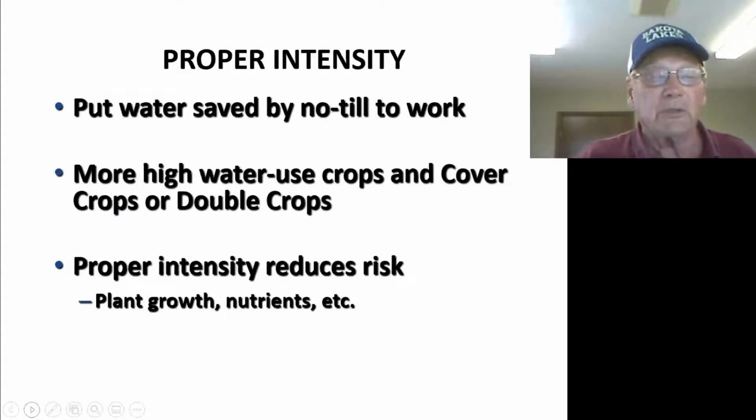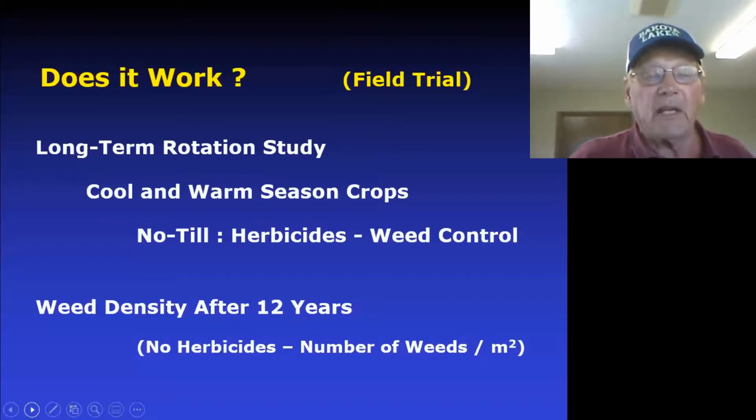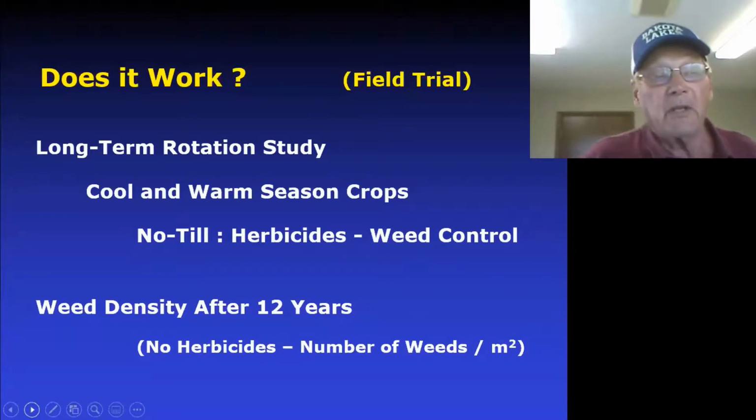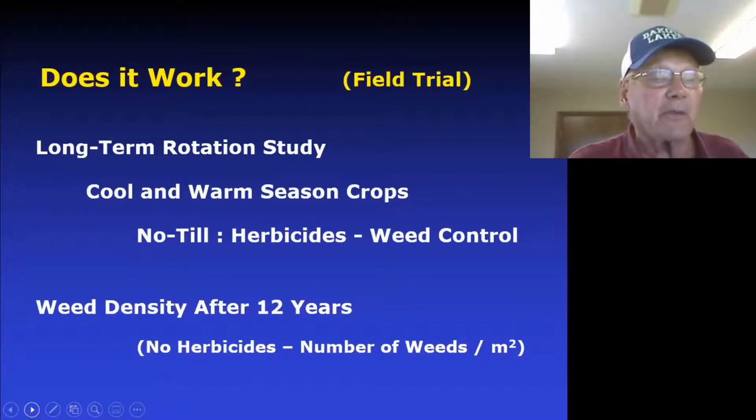More high water use crops, cover crops and double crops at times. We want to see at least 3 crop types, and long intervals of 2 to 4 years are the really important part of that. And I think that I've shared my, if I haven't, it's on our website, our agricultural ecosystem management paper where we talk about all these different things.